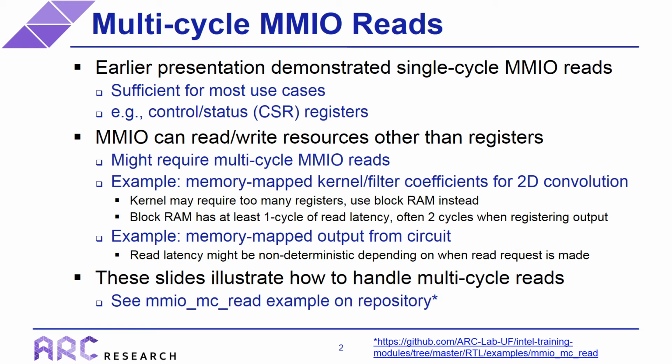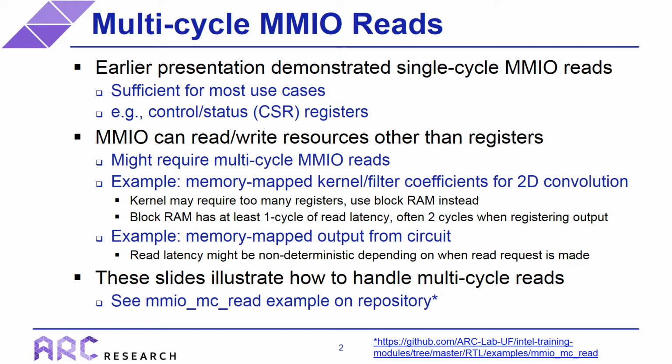Just to remind you, I had an earlier presentation where I demonstrated how to do single cycle MMIO reads. And this is sufficient for the vast majority of use cases you will probably work with. So most circuits implemented in an FPGA will have some set of control status registers. Because they're registers, they can provide their value immediately, and so you can basically always respond in one cycle if all you have are registers. But that's not always the case. So for some applications, you are going to have resources that can be accessed over MMIO that require multi-cycle reads.